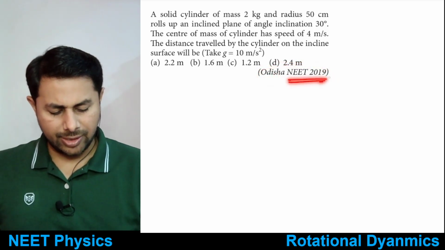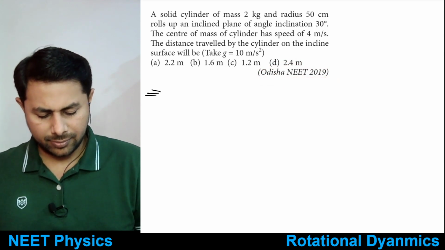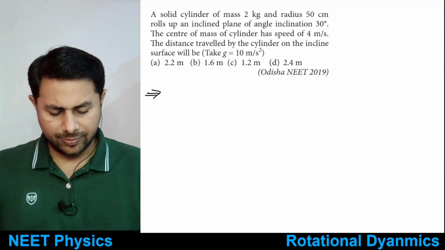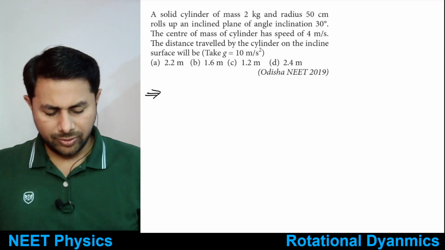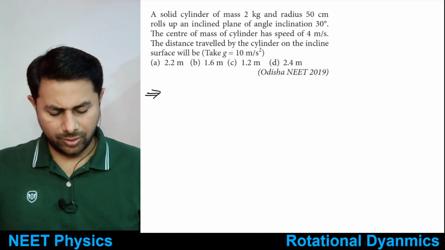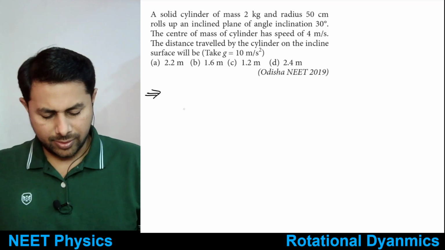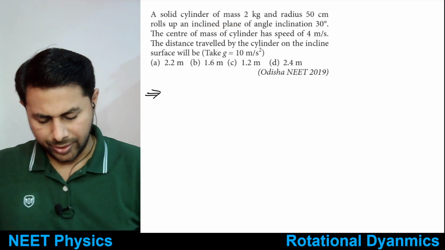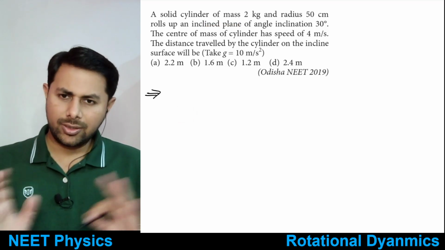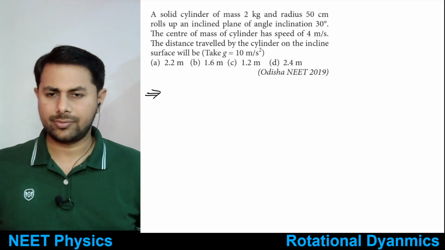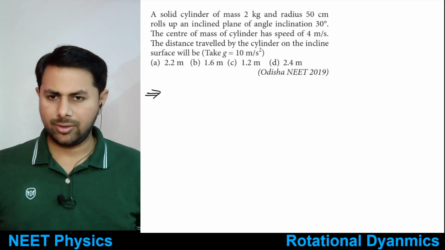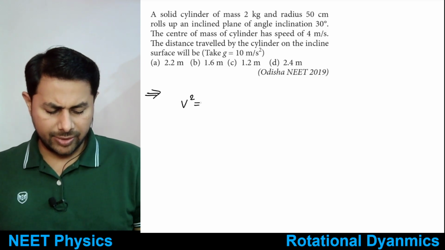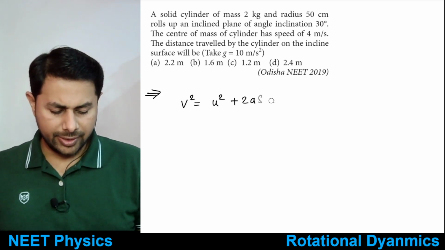Okay, so this is from NEET 2019. And this is also simple, right? So what you can say is you have this formula. This is a solid cylinder, it is rolling up. So at the top, what will happen? Speed will become 0. So you can say that v square is equal to u square plus 2as. It covers distance s, but the acceleration will be the acceleration of rolling here.